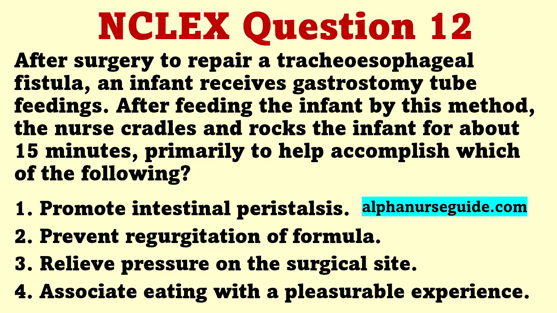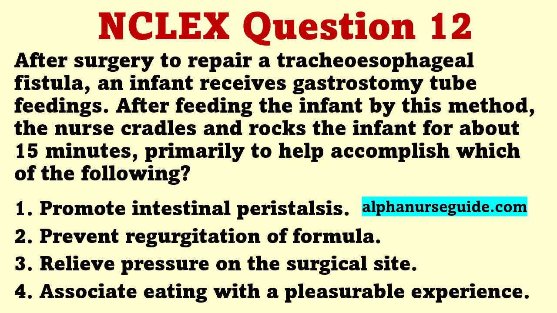After surgery to repair a tracheoesophageal fistula, an infant receives gastrostomy tube feedings. After feeding the infant by this method, the nurse cradles and rocks the infant for about 15 minutes, primarily to help accomplish which of the following? 1. Promote intestinal peristalsis. 2. Prevent regurgitation of formula. 3. Relieve pressure on the surgical site. 4. Associate eating with a pleasurable experience.